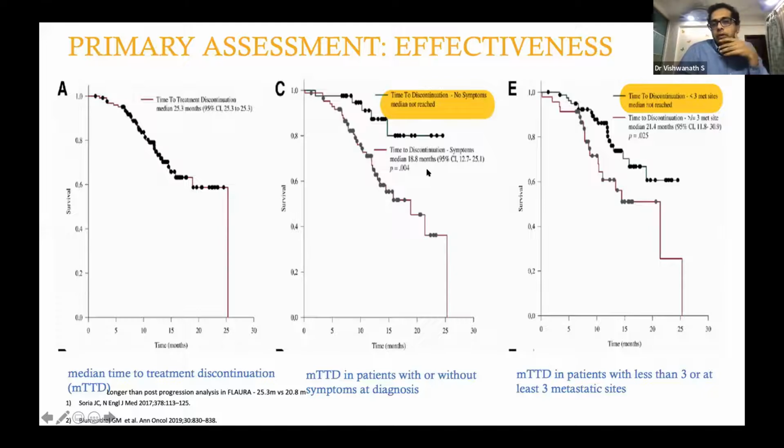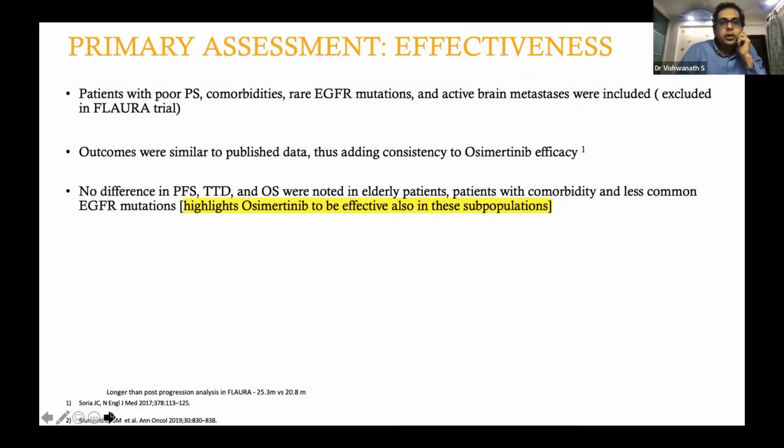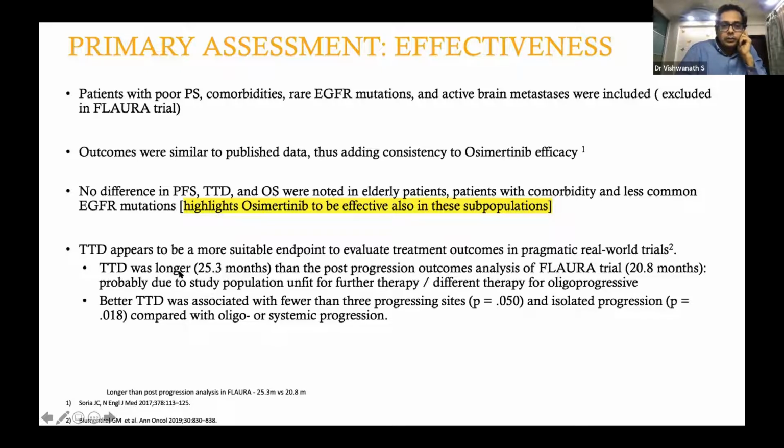And here it is understandable that patients who had symptoms had a median time to discontinuation of around 18.8 months, and it was not reached in patients who were asymptomatic. And again, between oligometastatic patients and patients who had 3 or more metastases, you can see that patients who had oligometastatic disease did better. I mean, time to discontinuation was better. So definitely, the time to discontinuation was more, 25.3 months versus 20.8 months in the FLORA trial, and patients who had oligometastatic disease or those who are asymptomatic did better.